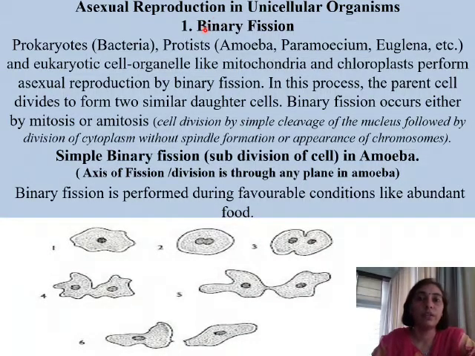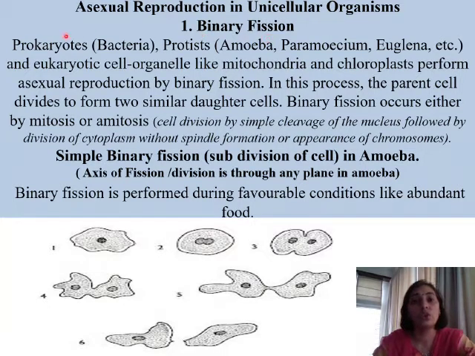Let us begin with asexual reproduction in unicellular organisms. Unicellular means those organisms which are made out of just one cell. All the life processes are completed by just that one cell organism. So the first method is called binary fission. Binary means two, and fission, that is breaking or splitting into two or more parts.